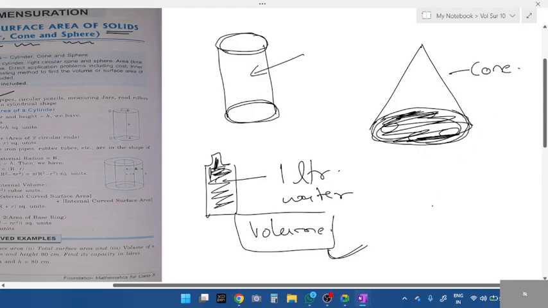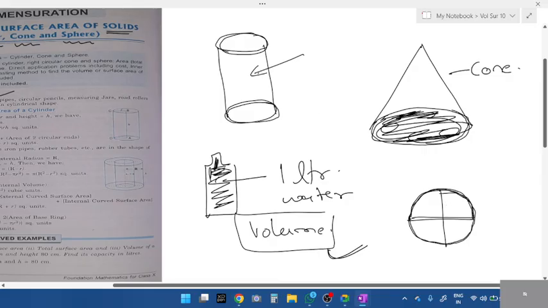Next, we have the solid of a sphere. A sphere is not a circle. It's not exactly a circle. It is somewhat like an egg kind of shape. This is a sphere. A sphere will have, same as a circle, 4 quadrants. You'll have questions related to that.